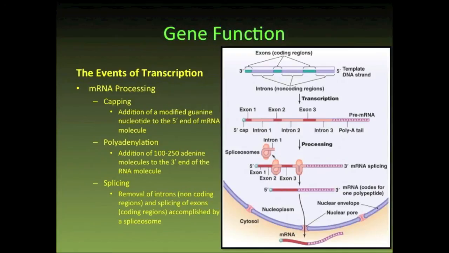Splicing requires enzymes known as spliceosomes. The spliceosomes cut the introns from the pre-mRNA and connect the remaining exons to produce a functional mRNA molecule that may be used for translation.